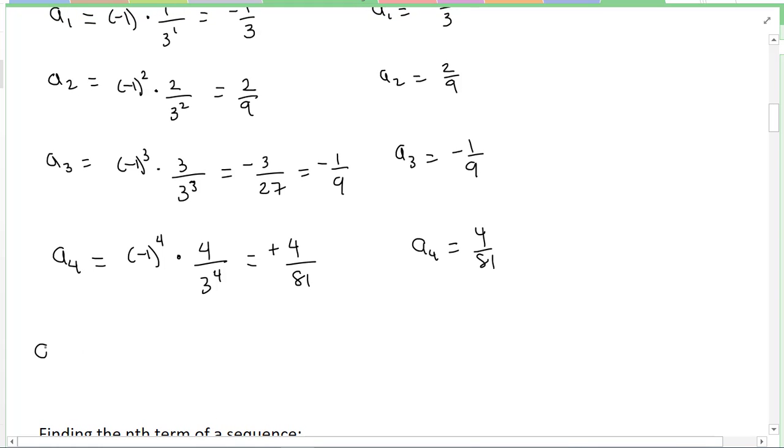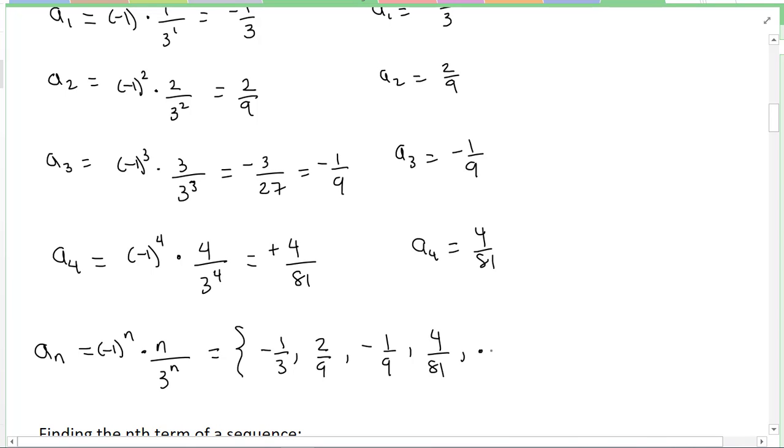So we can say then that a sub n equal to negative 1 to the n times n over 3 to the power of n is the set of terms. What was the first term? We had negative 1/3, 2/9, negative 1/9, and positive 4 over 81, and so on.